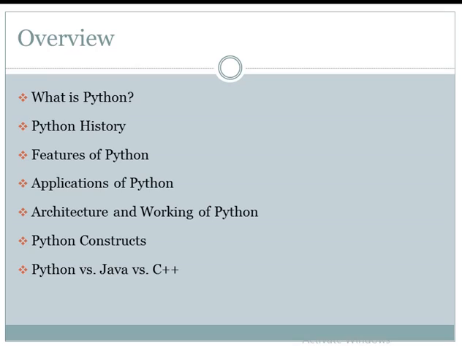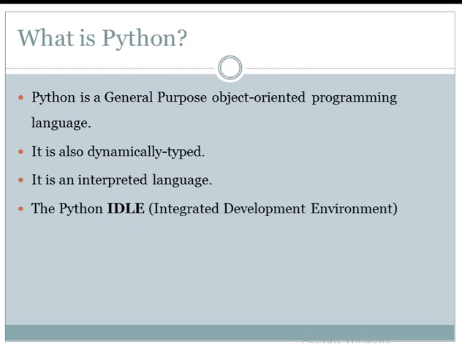Here is a quick overview of what you are going to learn today in this Python introduction. Starting with the first thing, an introduction about what is Python. Then we understand the Python history, and then the features of Python, and then the application architecture and working of Python. Later on we understand the Python constructs, and finally a comparison of Python with other programming languages such as Java and C++. So let's understand what is Python.